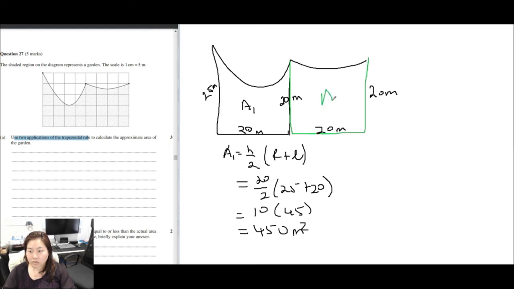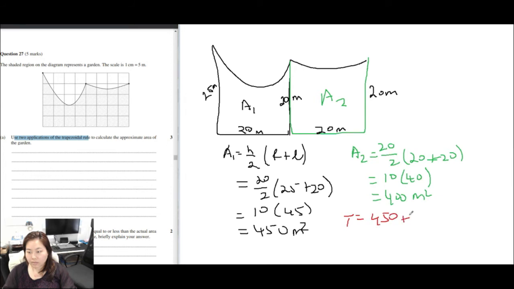Then for area 2, it's going to be 20 on 2, 20 plus 20, it's going to be 10 times 40, which will be 400 meters squared. Therefore, the total area is going to be 450 plus 400, that's 850 square meters. Approximately. Whoop, gotta put that little approximate.